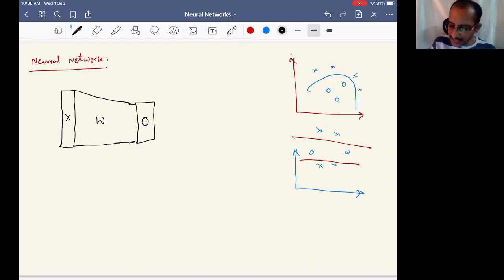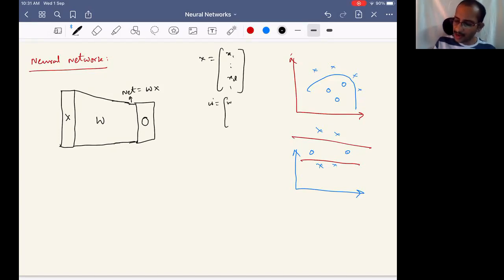And the relations are: here we have the net value, which is equal to W into X. W into X means there is a B also included in it. So X can also be written as X1 up to XD and 1. And the weight vector can be written as W1 up to WD and bias. Given this, I can write it in the W transpose X form.